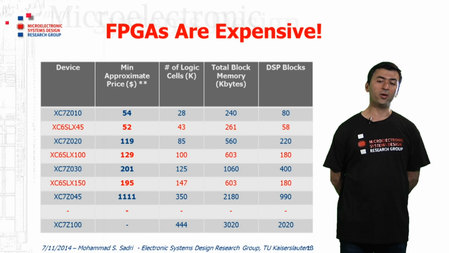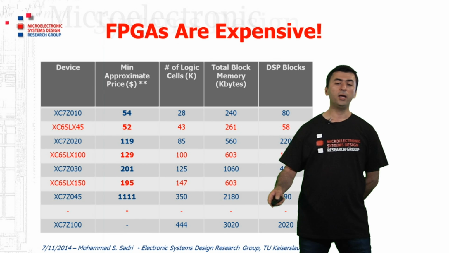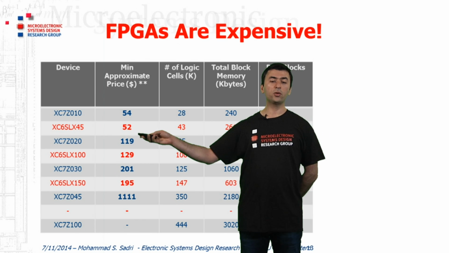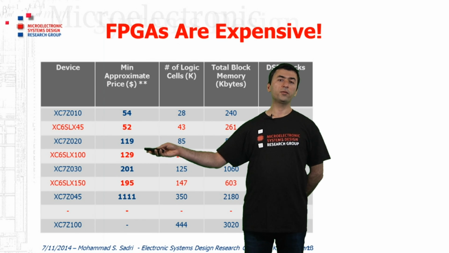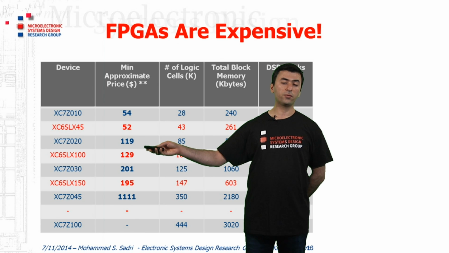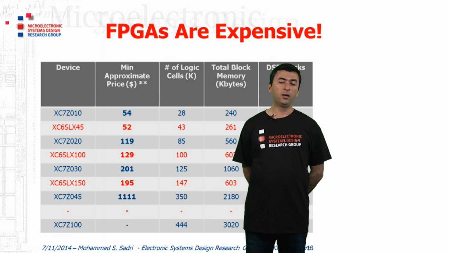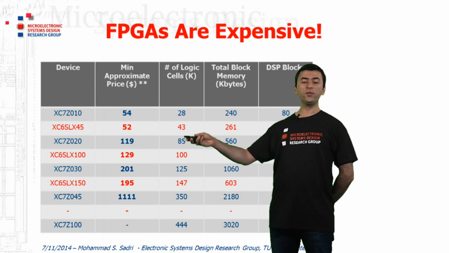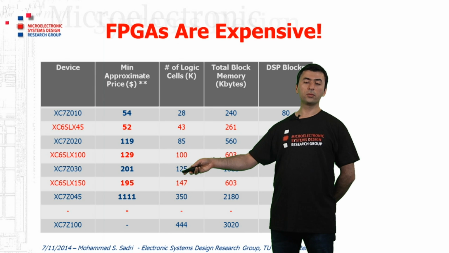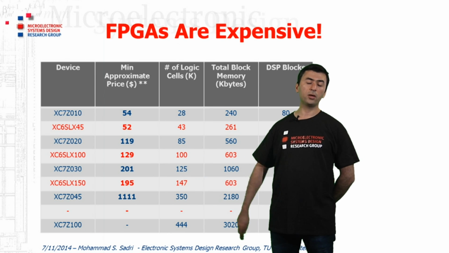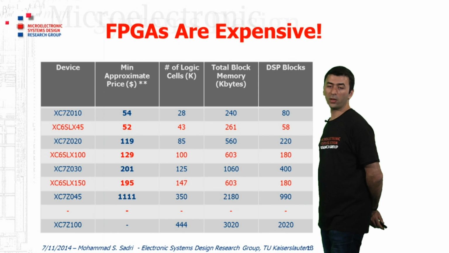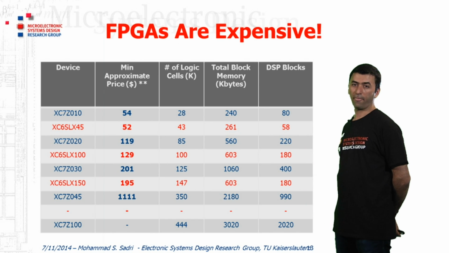Generally, FPGAs are expensive. For example, in the red, I am showing you the prices for Xilinx Spartan 6 devices. This is XC6SLX45, then SLX100, SLX150. And these numbers, prices 52, 129, 195. As you see, the device is really expensive.